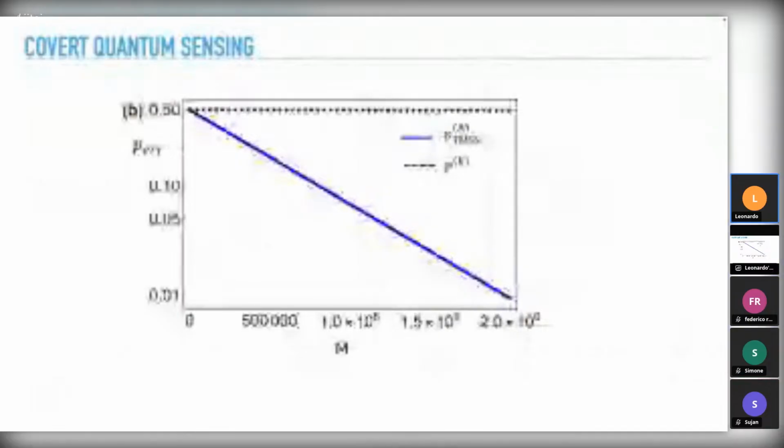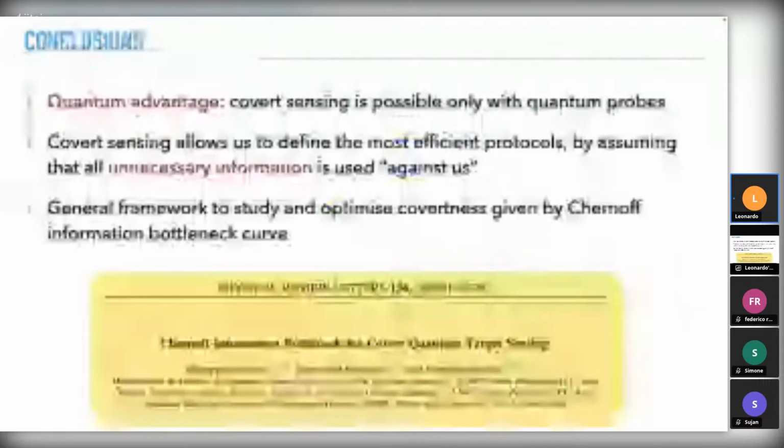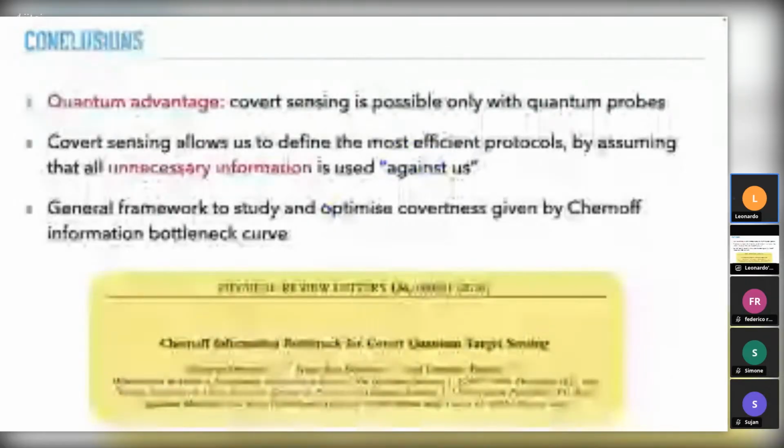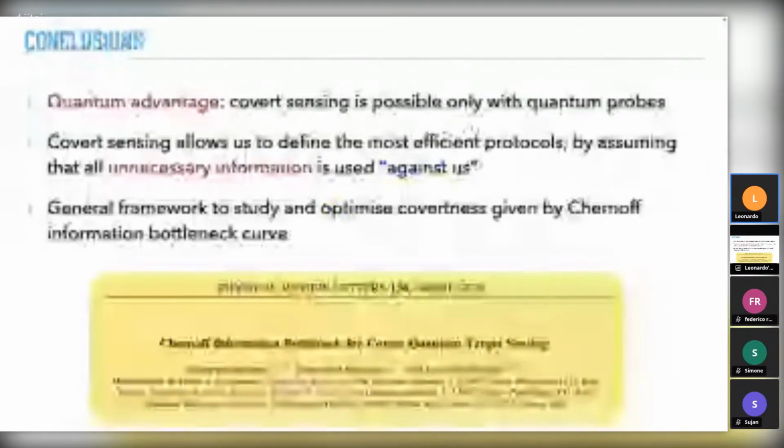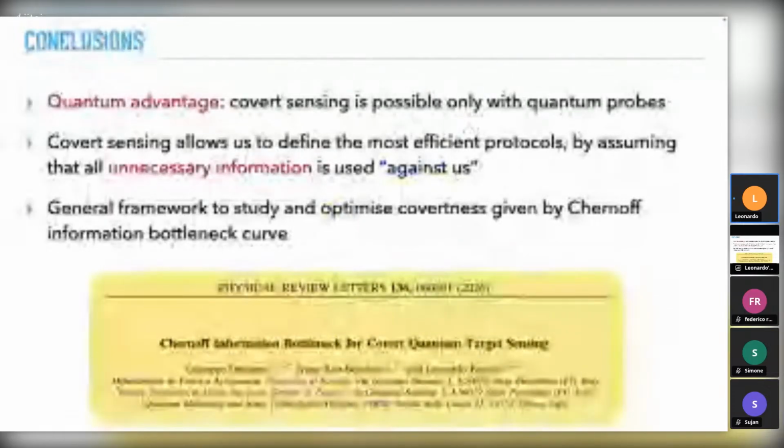Okay. And then we also studied the dependence on this n, and we have shown that by playing with these numbers, you can always keep the probability of error on Eve's side close to 50%, like random guessing, while you can also make the probability of error on Alice's side as small as you want. Okay, so that's just to conclude the first part. We have a sort of quantum advantage in sensing, because covert sensing is only possible with quantum probes. It's impossible, at least in this asymptotic setting, with classical probes.